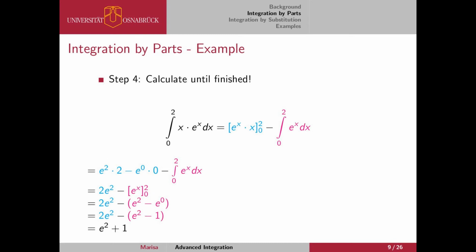Together, we then have 2 times e to the power of 2 minus, in brackets, e to the power of 2 minus 1. In total, this is then e to the power of 2 plus 1. Now we are done. We found our result. Let's recap all the steps again now.